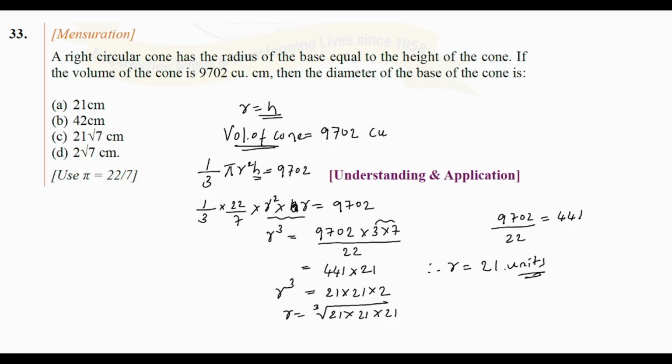If they have given centimeter or meter, whatever it is. Here they have given cubic centimeter. Clear, children? So now I can say it is 21 centimeter. But 21 is not the right answer, that will also be one of the options, but you are asked to find the diameter. You know that diameter is twice the radius. So 42 centimeter is the right answer, that is option B, 42 centimeter.